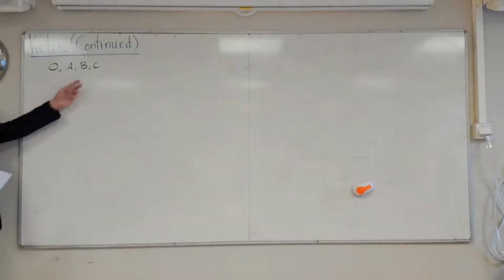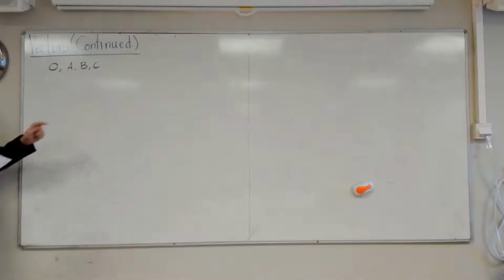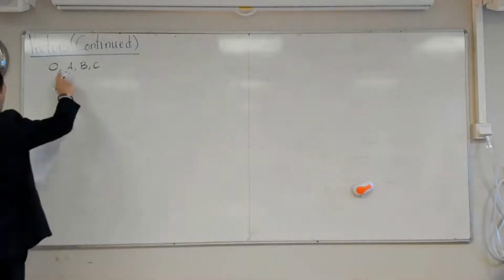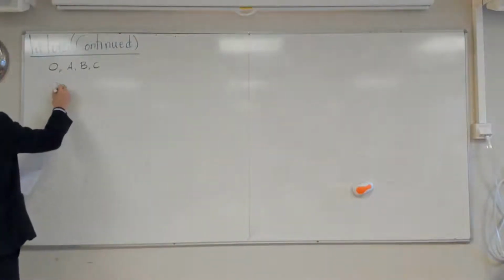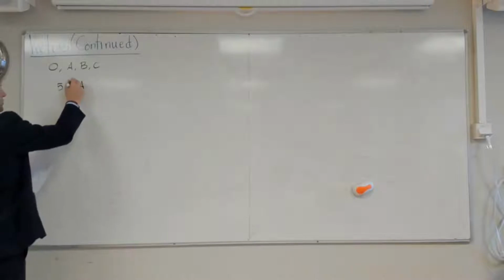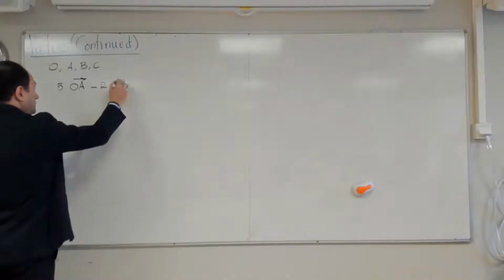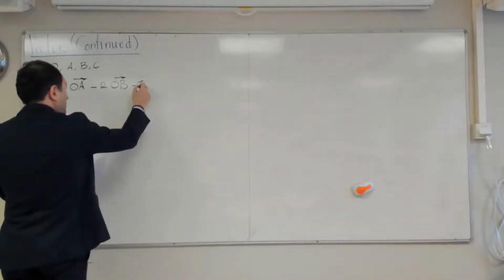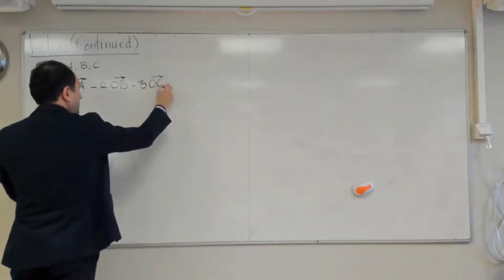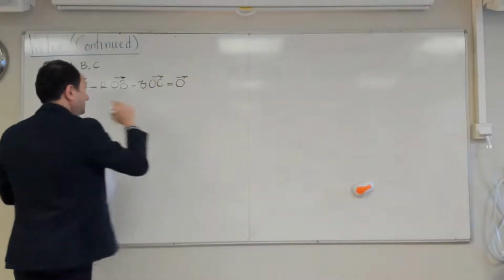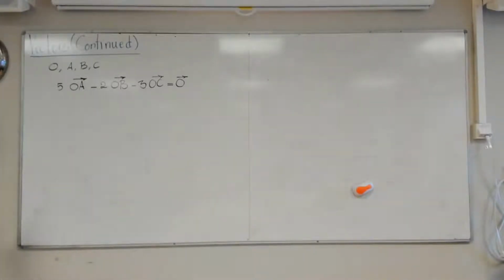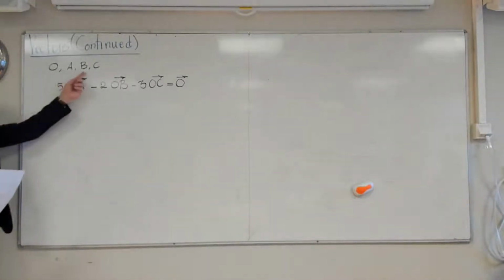They are 4 points, so they might be on the same line, or they might be on the same plane, or might be 3 of them on the same plane. We don't know anything, but we know something about them. I know that if I calculate 5 times the vector from O to A, minus 2 times the vector from O to B, minus 3 times the vector from O to C, it becomes the 0 vector. This is the only piece of information given to me regarding these 4 points.